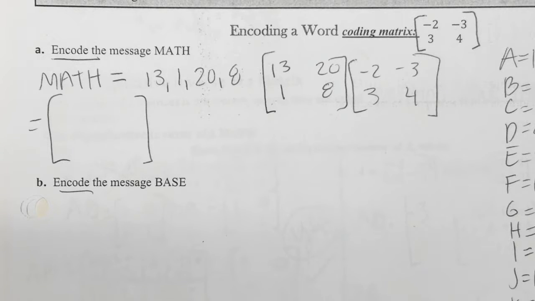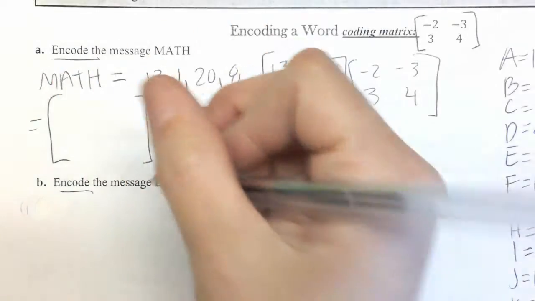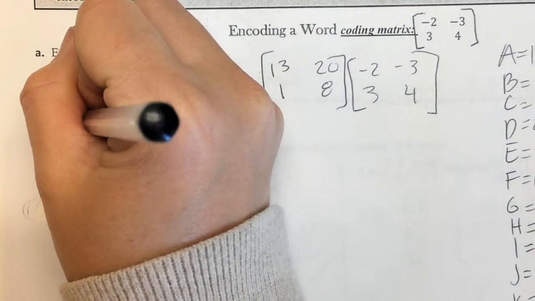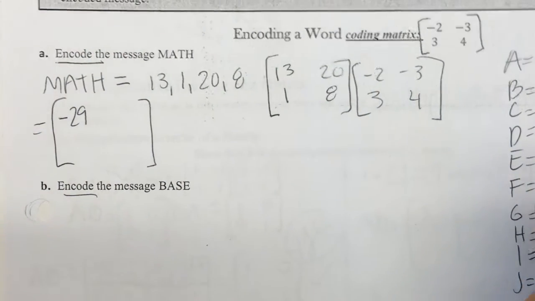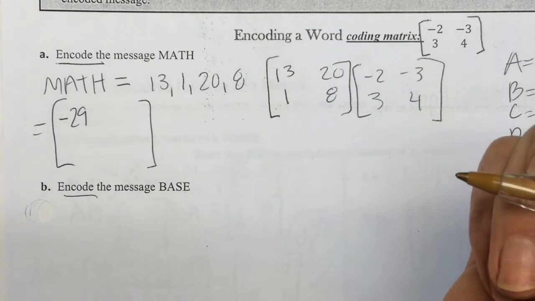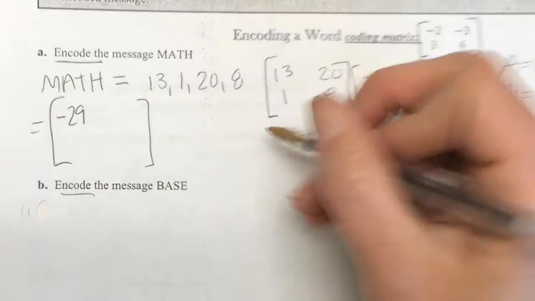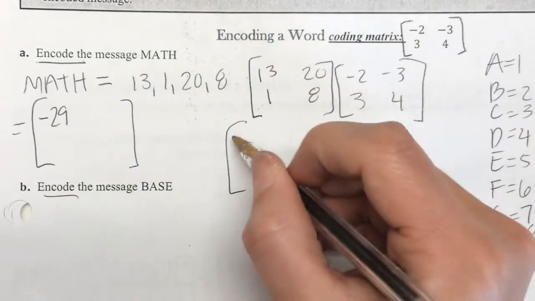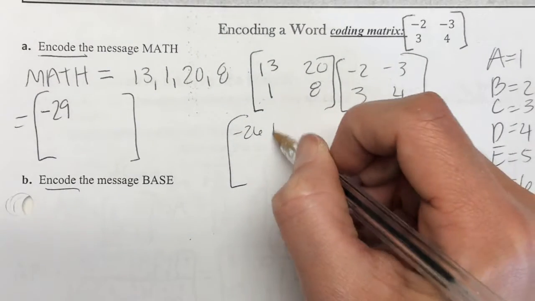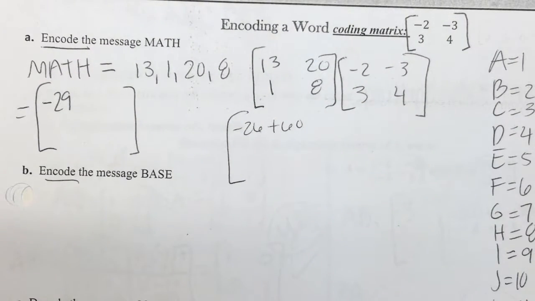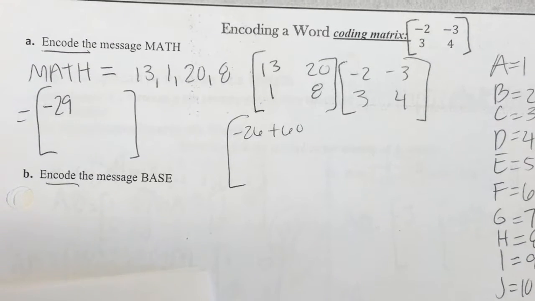Alright, tell me the first number y'all got in the first spot. What'd you get? Somebody said it. I got -29. Did y'all get that? No? Uh-oh. Let me see. 13 times -2, that's going to be -26 plus 60. Yeah, that's right. Let me see. I think I might have set up the matrices wrong. Give me a second.